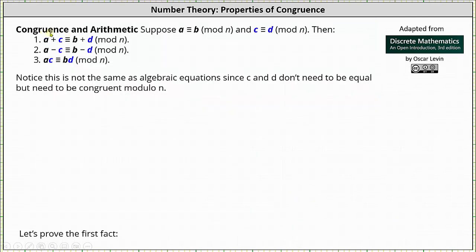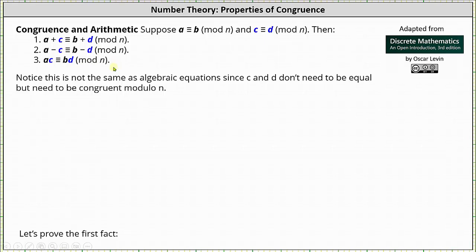And now let's discuss congruence and arithmetic. Suppose A is congruent to B mod n and C is congruent to D mod n. Then the following congruences mod n are also true. Number 1, A plus C is congruent to B plus D mod n. Number 2, A minus C is congruent to B minus D mod n. And number 3, A times C is congruent to B times D mod n.